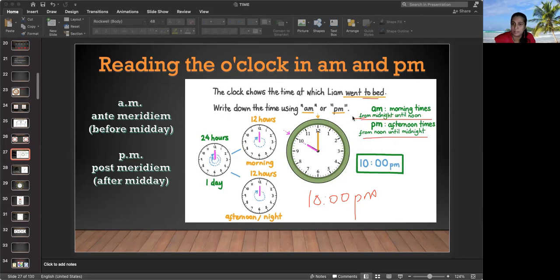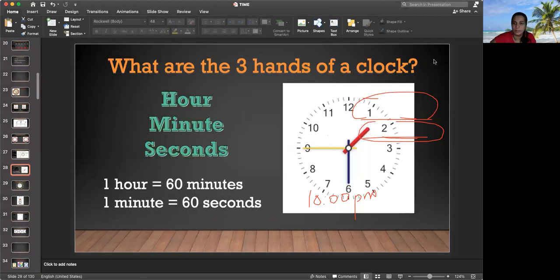So AM is morning times, from midnight until noon, and PM is afternoon times, from noon until midnight. If you can understand that, then we can move on to our next slide that shows the 3 hands of a clock.